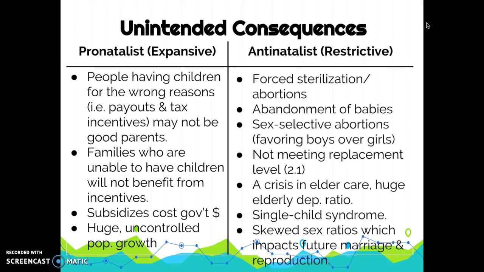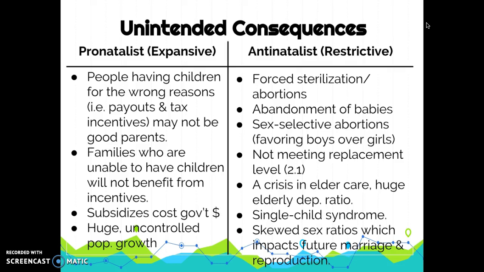Here are some unintended consequences of antinatalist population policies. These are really horrific, folks. So forced sterilization and forced abortions are one example. Now, these might not always be sanctioned by the government, but the government can definitely put pressure on people to do these things. And then society and culture can follow.